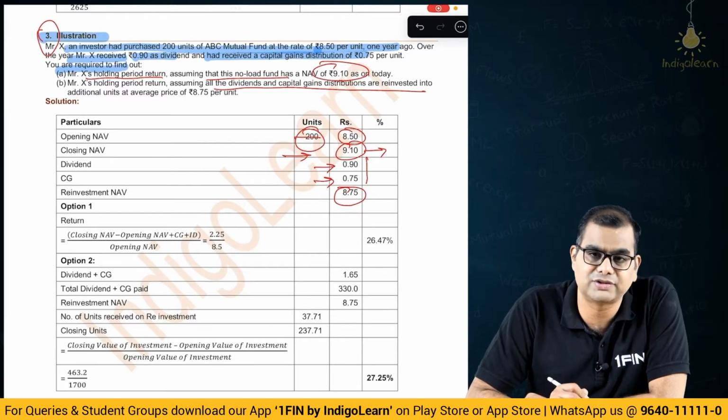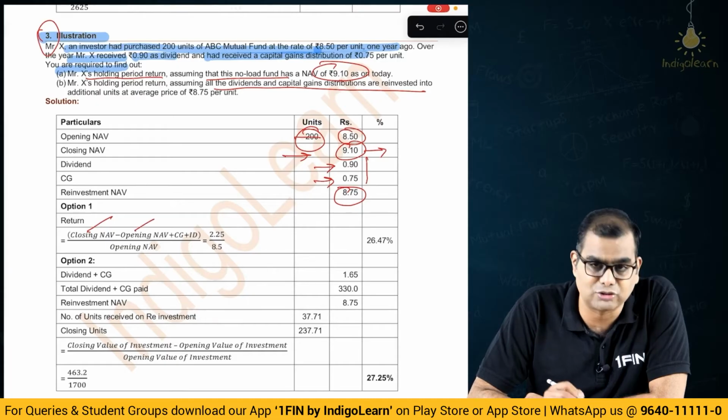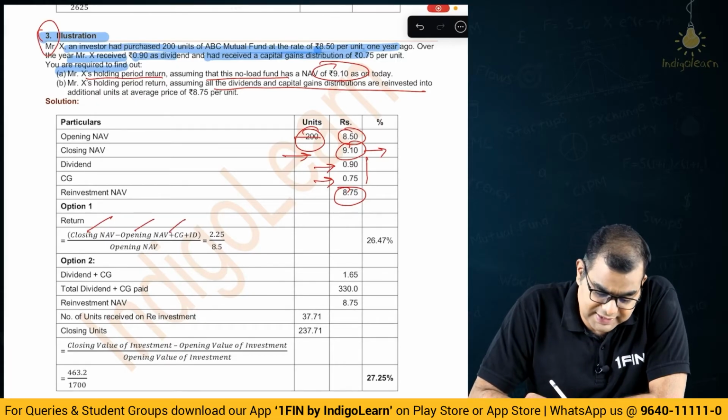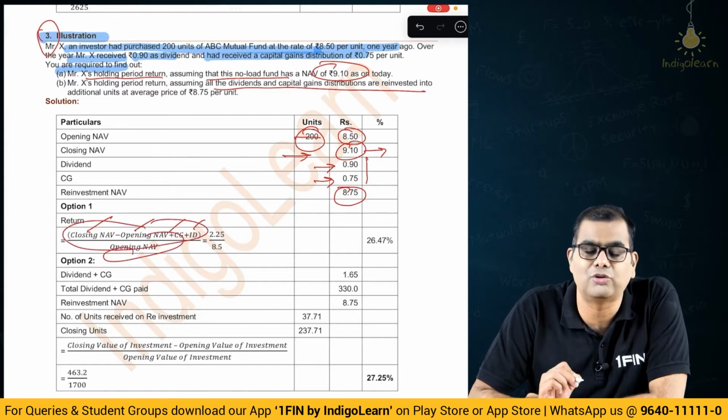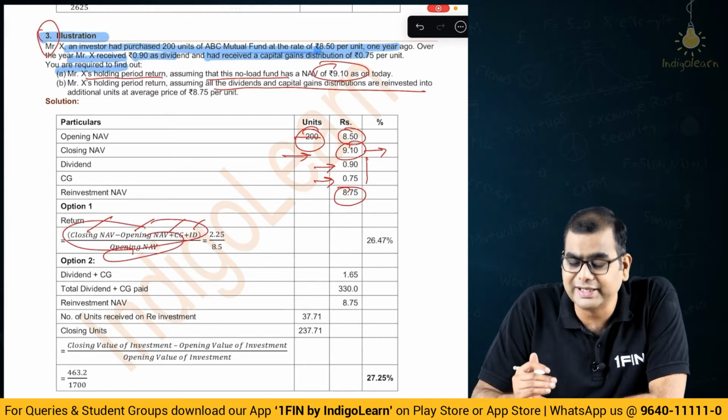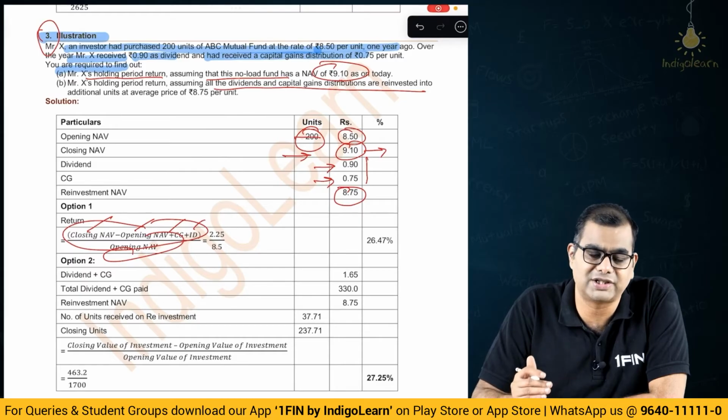So you have to find out what is the holding period return over this period. The holding period return formula is closing NAV minus opening NAV, basically the increase in NAV, plus any capital gains plus any dividend that is received. So that is the numerator. Denominator is your opening NAV. It is very simply the increase in net asset value and the increase in cash that you have got.